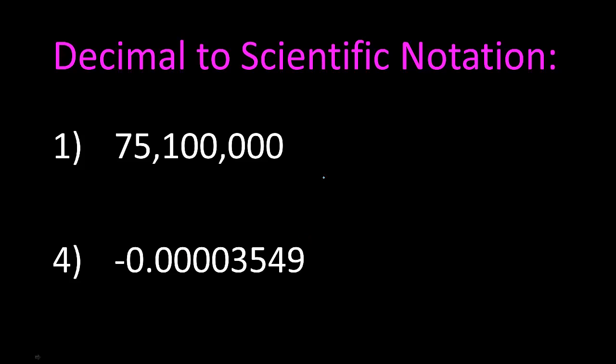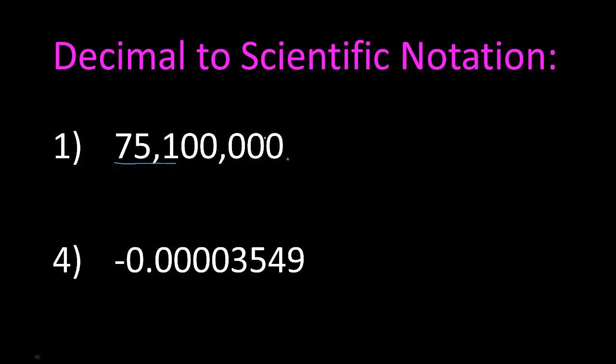Okay, now let's convert decimals to scientific notation. Here's our decimal number, 75,100,000. The first thing you're going to do is underline your significant digits. We have 3 here, so our answer needs to have 3 in it once we convert it. Next thing, you find your decimal. We don't see a decimal here, but it's located right here.